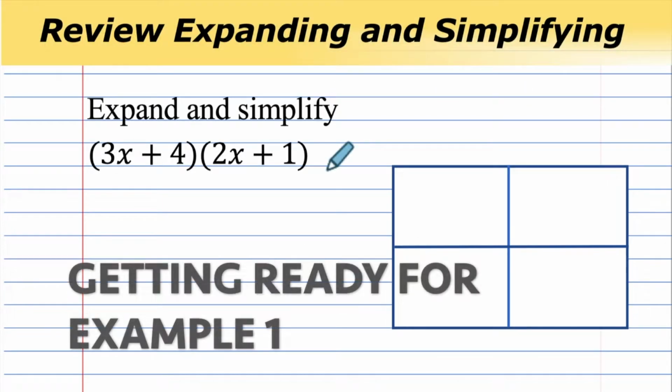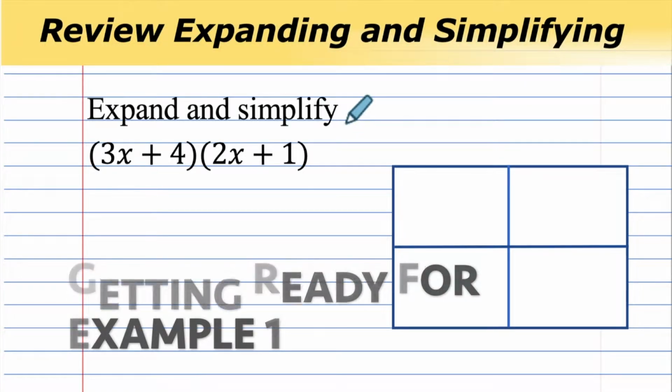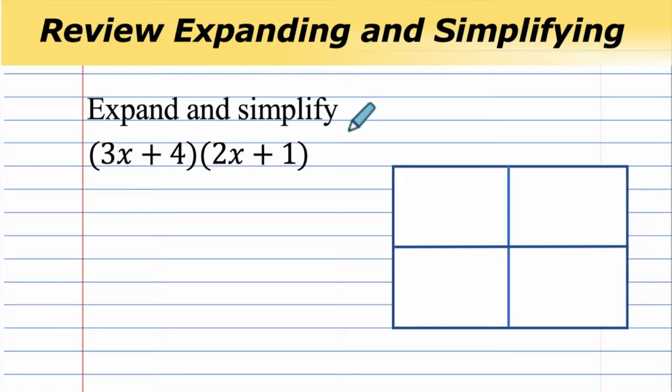Here we have a question where the directions say expand and simplify, and we're given a product, a binomial times a binomial. Can we change the look of this product? Well, let's have a look at our area model. We can pretend that this is a width right here and a length right here. We have 3x plus 4 and 2x plus 1.